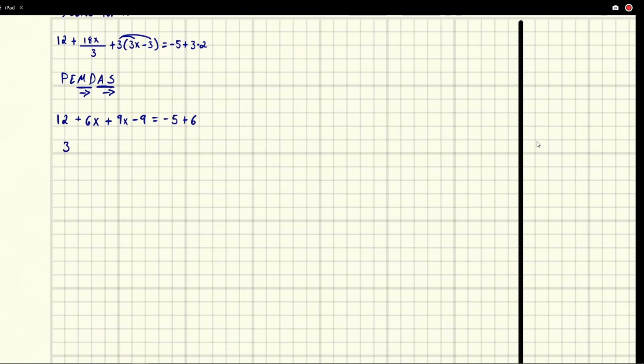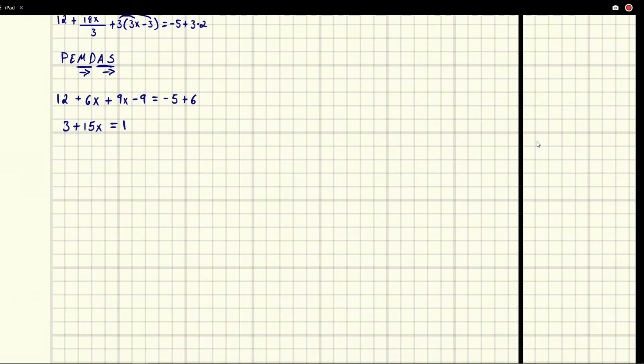And then we have 6x and 9x. We can combine these since they both have an x. So 6 plus 9 is 15, and then we keep the x. This is equal to, and then we can combine these as well because they're just numbers. So that's like 6 minus 5. Instead of thinking of it as negative 5 plus 6, you should just think of it as 6 minus 5. It's easier. And that's 1. We're allowed to swap the order of things. We can write 6 minus 5. It's still a plus 6, but that's just an easier way to think about it.